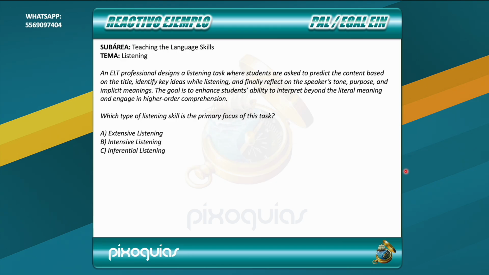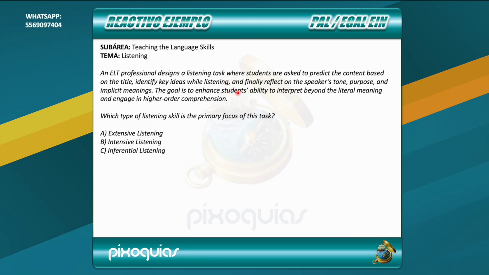This exercise is from the sub-area Teaching the Language Skills and the topic is listening. An ELT professional designs a listening task where students are asked to predict the content based on the title, identify key ideas while listening, and finally reflect on the speaker's tone, purpose, and implicit meanings.